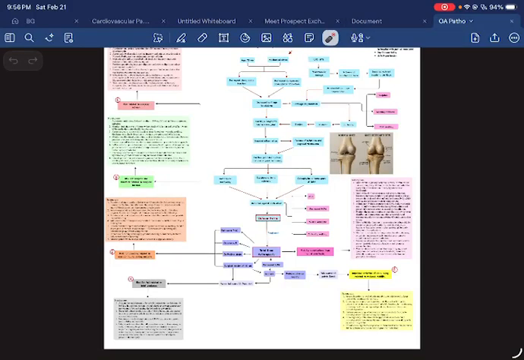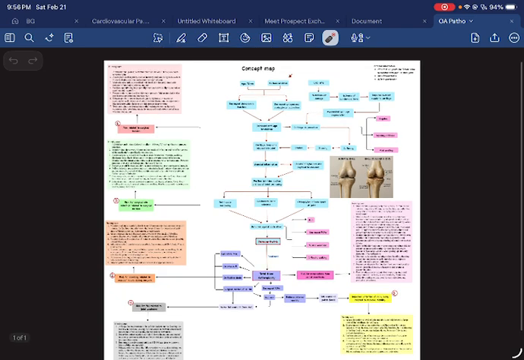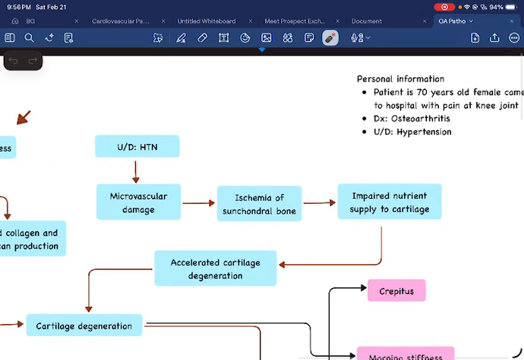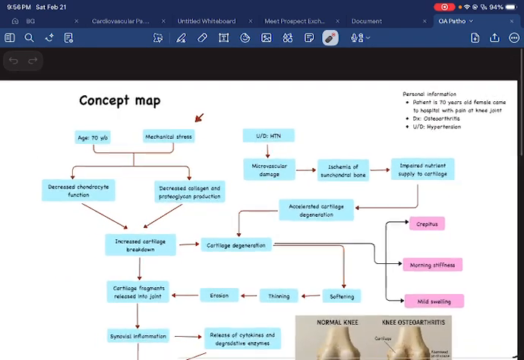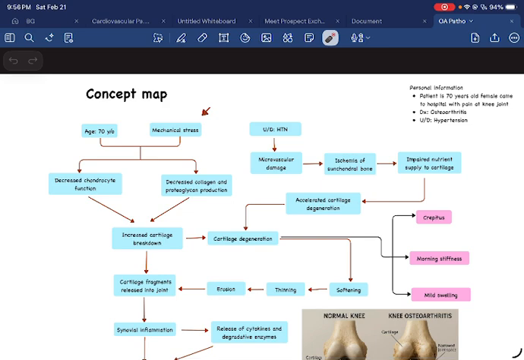Hello everyone. Today we will learn about the pathophysiology of osteoarthritis, or OA. In this case, the patient is a 70-year-old female who came to the hospital with the complaint of knee pain at the knee joint, and the doctor diagnosed osteoarthritis. She has underlying hypertension. Now we'll go deeper into the pathophysiology of osteoarthritis.